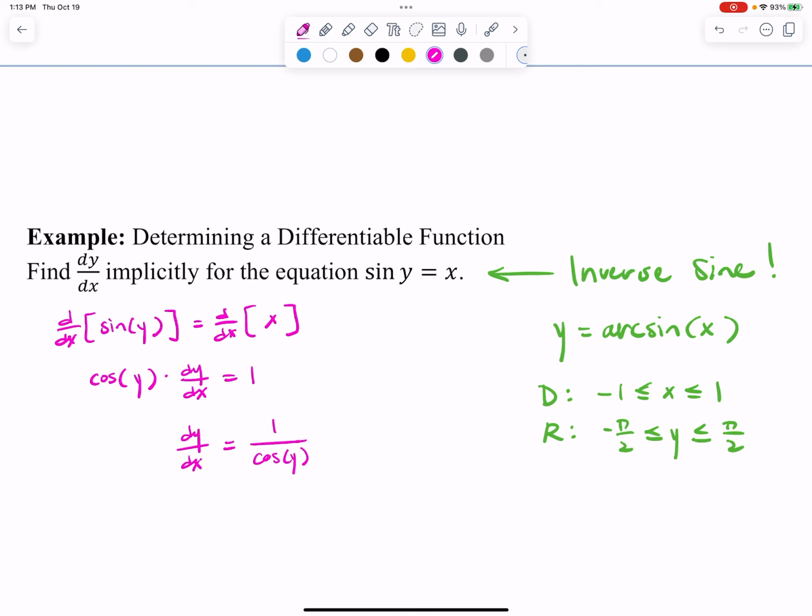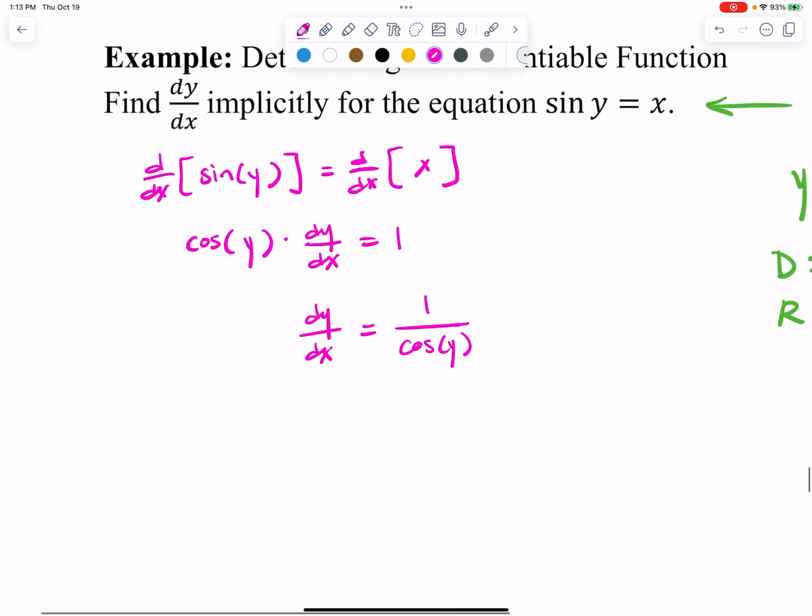Okay. Which is kind of inconvenient because that means in order to find dy over dx, you would need the y value, the output of arcsine, the y-coordinate of points that lie on the graph of arcsine. And it's easier whenever we have dy over dx in terms of x, or even in terms of x and y. And we actually can think about writing this particular derivative in terms of x.